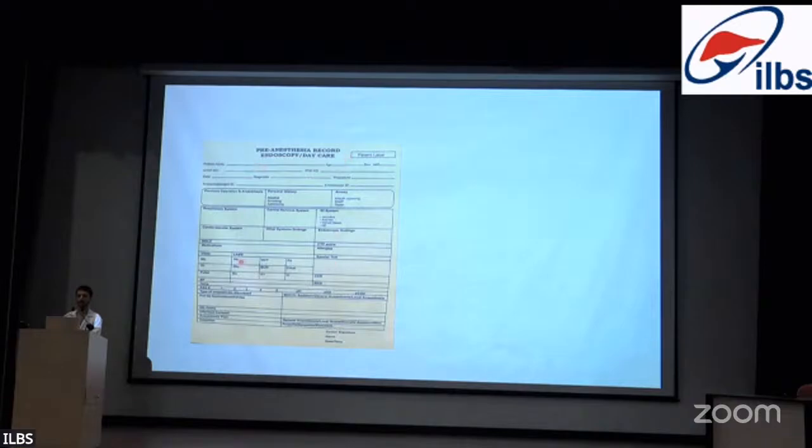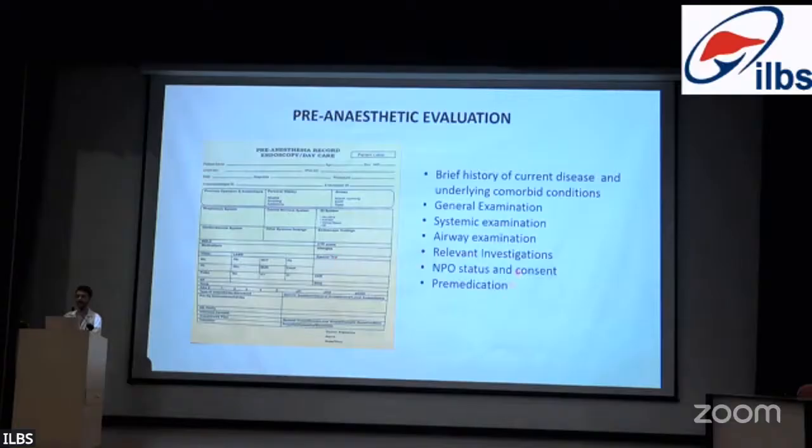So this is our pre-anesthesia record or pre-anesthetic evaluation chart we follow in the daycare. We'll focus on a brief history of the current disease and underlying comorbid conditions, general examination of the patient, systemic examination particularly pertaining to the liver, airway examination, relevant investigations required for a procedure, NPO status and consent, and pre-medication. The main thing is that we don't have detailed time to evaluate the patients in daycare because the turnover rate is very high. So within a span of 5 or 10 minutes, we have to assess the patient from top to bottom, and we have to decide whether we can proceed with sedation or not.